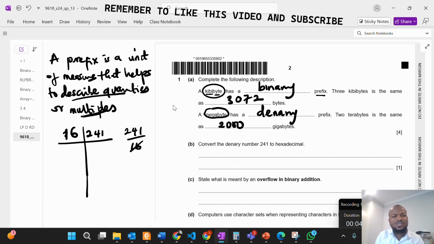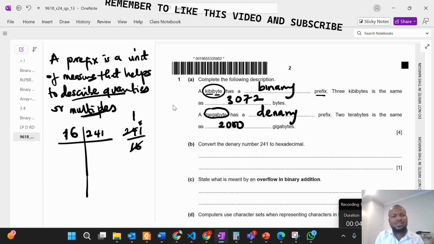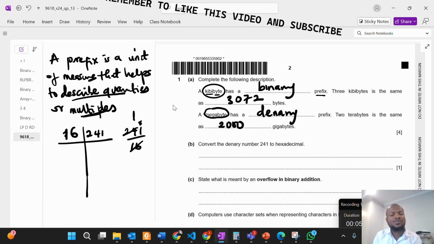So 16 cannot divide 2, but can divide 24. 16 times 2 is 32. So that means 24 divided by 16 can only be 1, with remainder 8. Is this understood? 16 times 1 is 16, then 24 minus 16 is 8. Now 81: 16 times 1 is 16, 16 times 2 is 32, times 3 is 48, times 4 is 64, 16 times 5 is 80. Then 16 times 6 is more than 81, so this should be 5, okay?